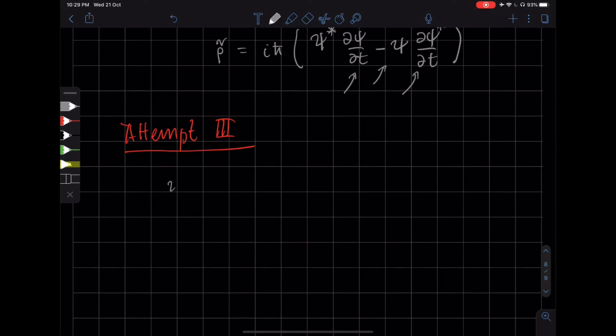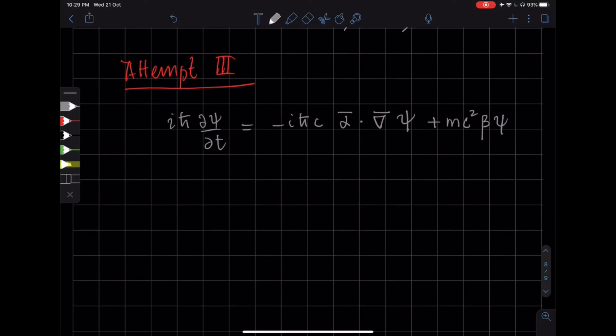So what he proposed was a wave equation which will be first order in time. So he wrote down a wave equation: i h bar ∂psi/∂t is equal to minus i h bar c alpha, which is a triplet of matrices, dotted with the gradient operator acting on psi, plus mc squared, another matrix called beta, acting on psi.